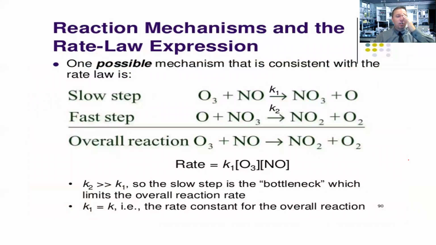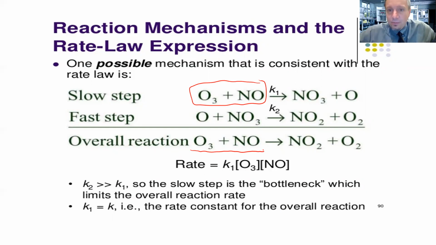So here, let's look at slow step, fast step. This slow step is your rate dependent step, and your overall reaction is here. Your rate law must agree with this, but it has to involve the slow step. So when you look at the slow step, it works out. In this case you have a second order reaction, ozone to the first and nitrogen monoxide to the first as well.